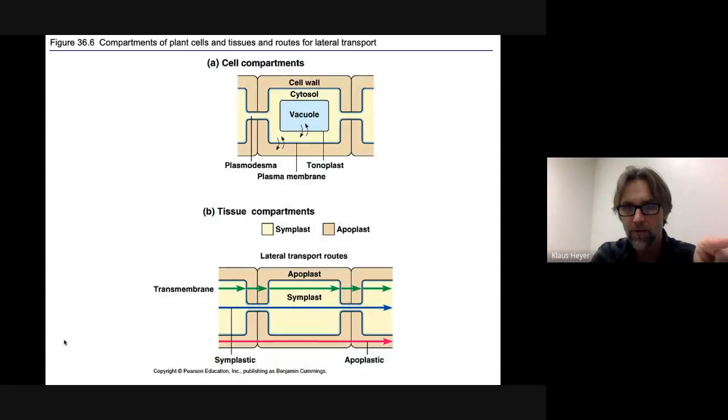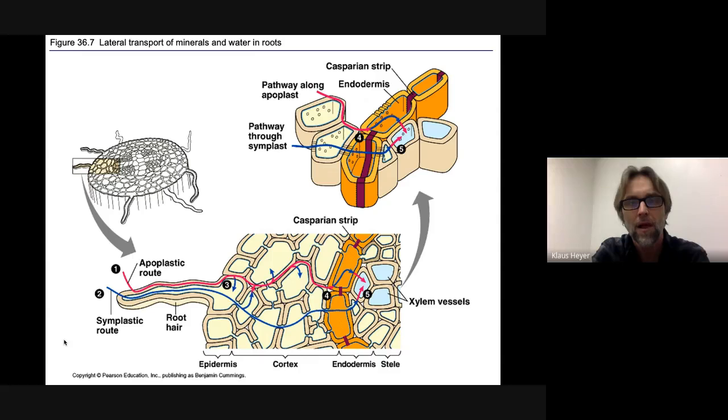The apoplastic root versus the symplastic root. And that's one question. What does the Casparian strip do? So I would add that as the one question, right? So the apoplastic versus symplastic, and then the Casparian strip. So that's a question.